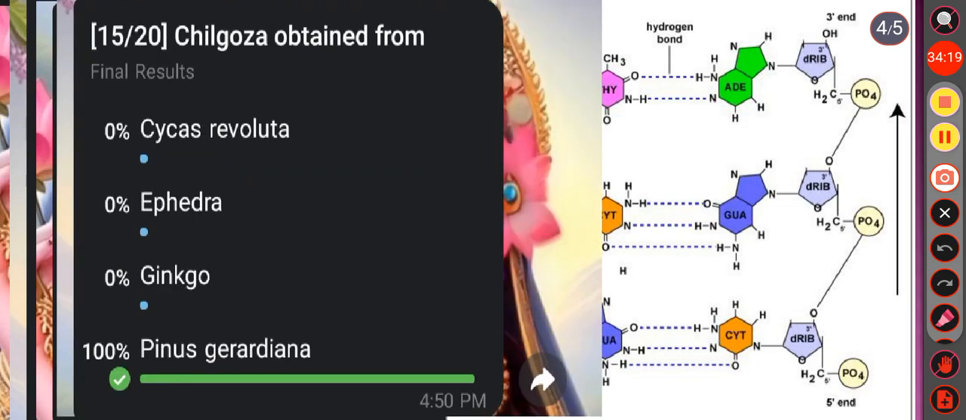Then question number 15. Chilgoja is obtained from option A Cycas revoluta, option B Ephedra, option C Ginkgo and option D Pinus gerardiana. The correct answer is Pinus gerardiana, from which Chilgoja is obtained. Chilgoja is obtained from the seed of the Pinus. Pinus is a gymnospermic plant, right?